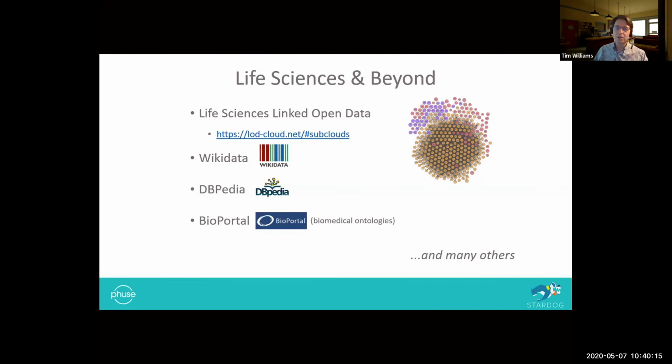Wikidata continues to grow both in size and importance. DBpedia is a good source of information. BioPortal is an excellent resource for biomedical ontologies. There are too many resources to list today, so apologies if your favorite is not listed here.